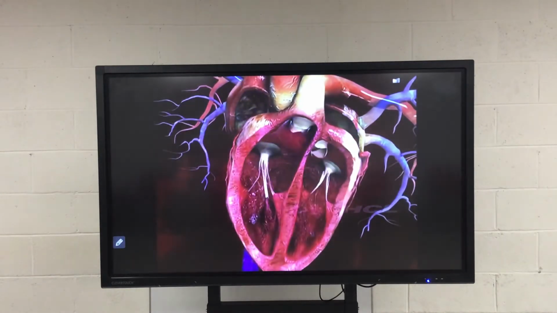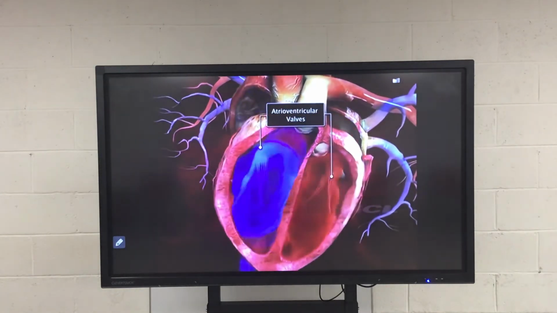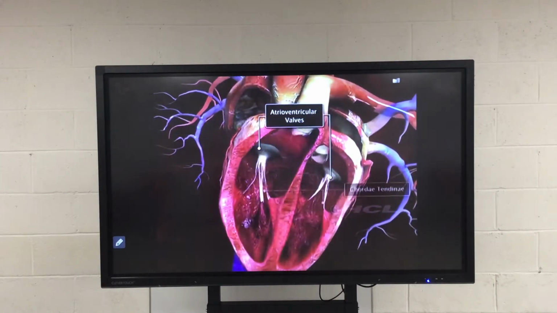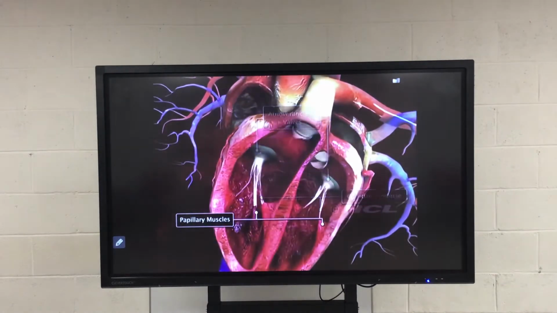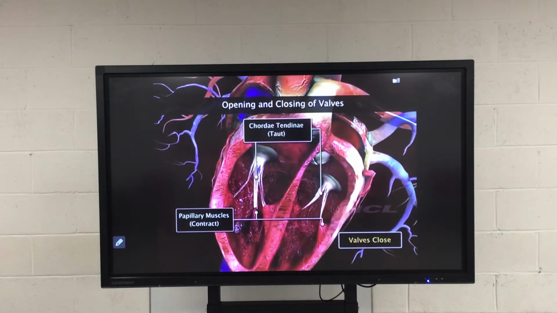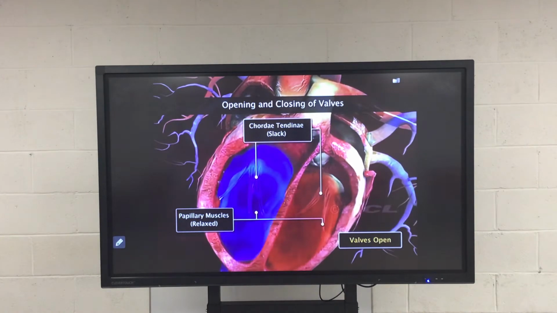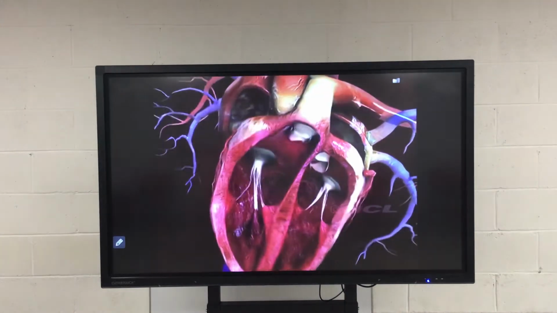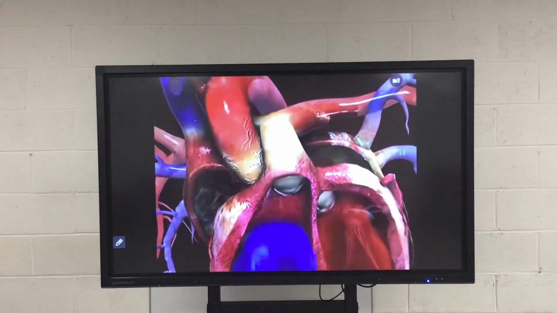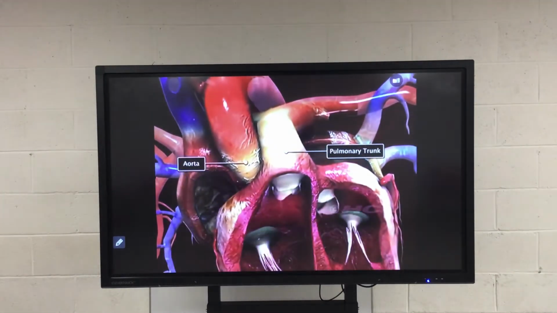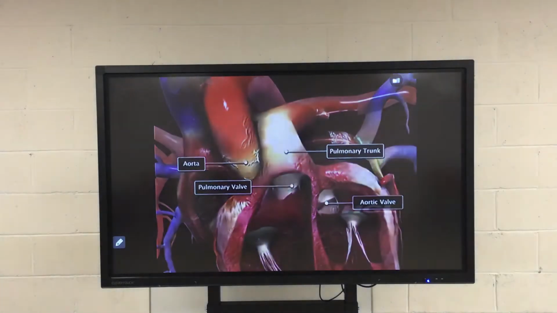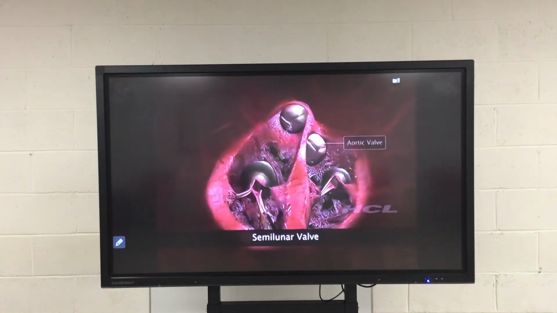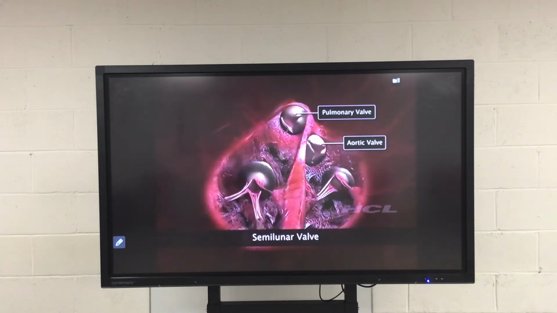The leaflets of these atrioventricular valves are connected to fibrous tissue called the chordae tendineae, which in turn are attached to papillary muscles. Contraction and relaxation of these muscles make the valves open and close. There are also valves at the opening of the pulmonary trunk and the aorta. These are called the pulmonary valve and the aortic valve, respectively. Because of their crescent moon shape, these 2 valves are also called semilunar valves.